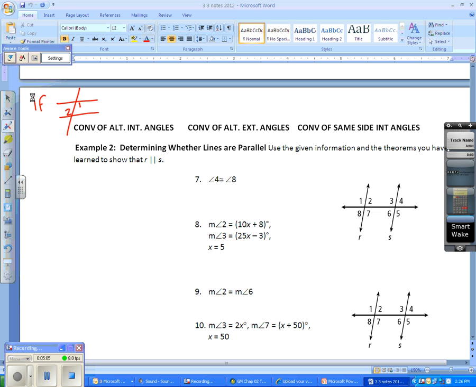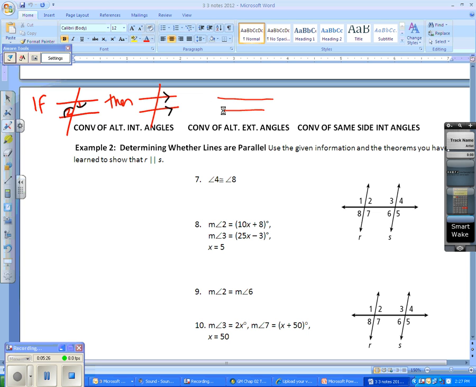So if I give you a picture like this, again, I'm not saying anything about the lines being parallel, because if these are congruent, then that means that the lines are going to be parallel. Again, we use converse to prove lines are parallel. That's all we're doing today.